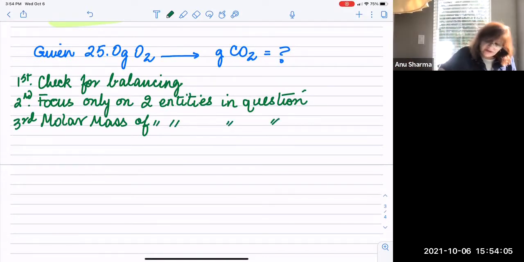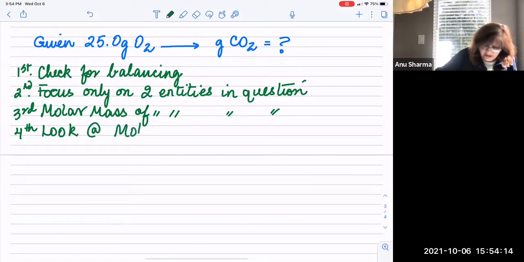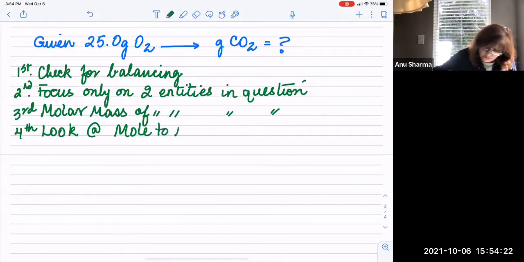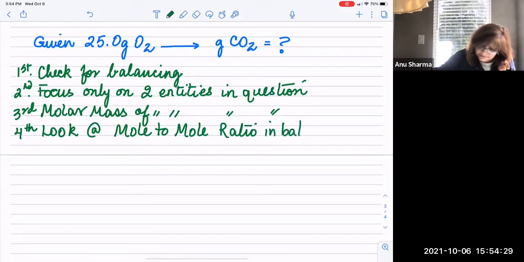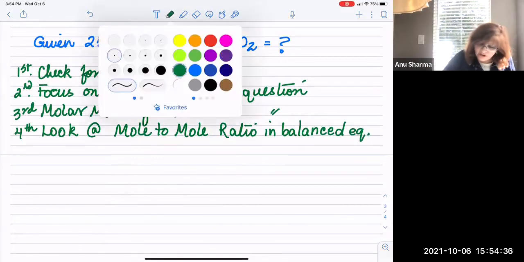Fourth, then look at the mole to mole ratio in the balanced equation. All right, so now we are doing this.